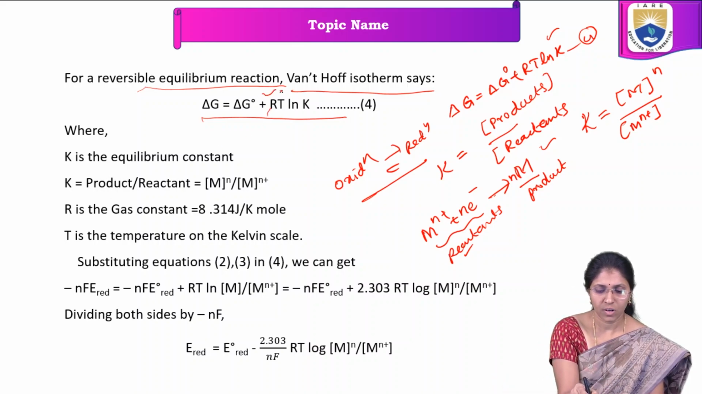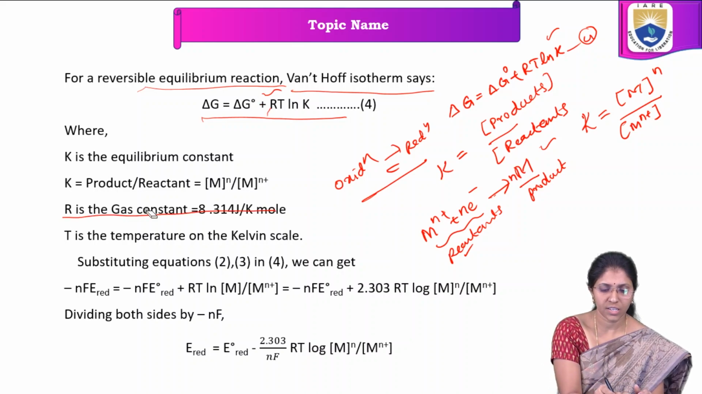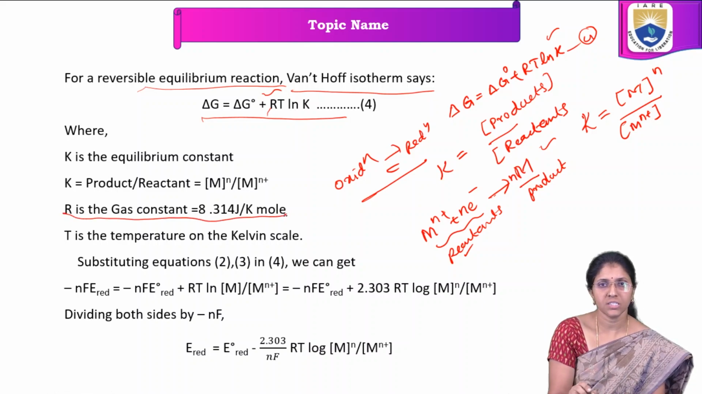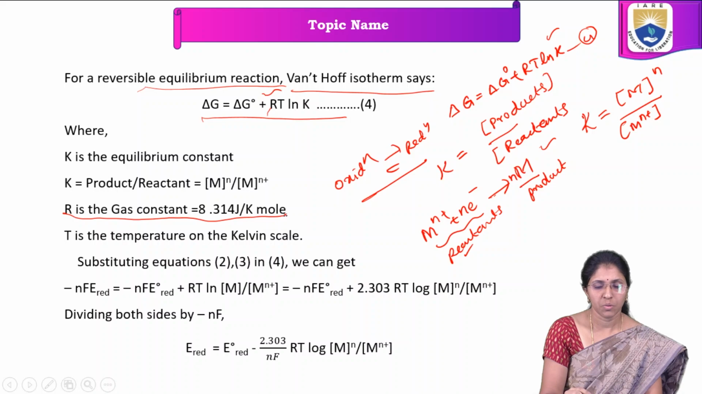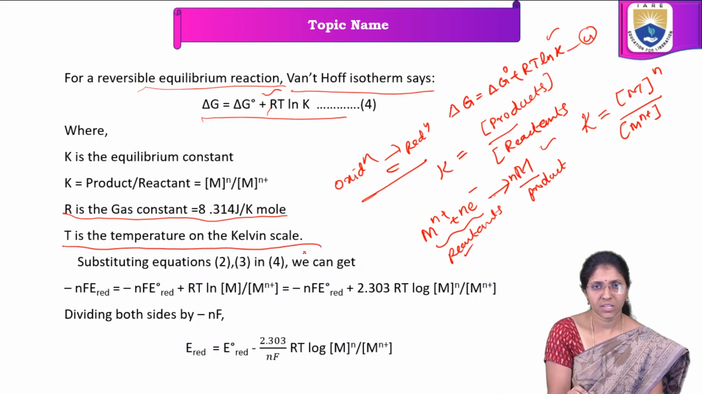And R is the gas constant, and the value of the gas constant is 8.314 joule per Kelvin. T is the temperature on the Kelvin scale.